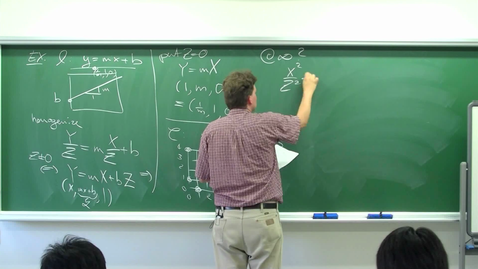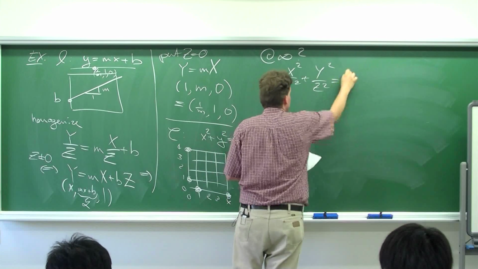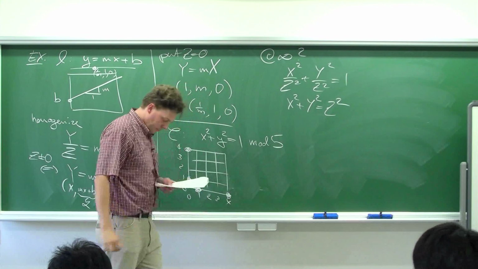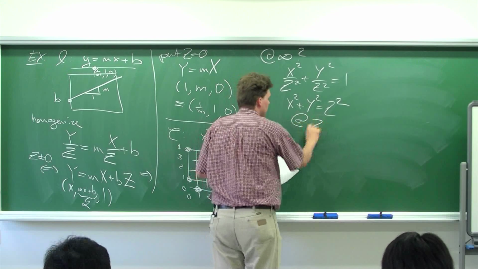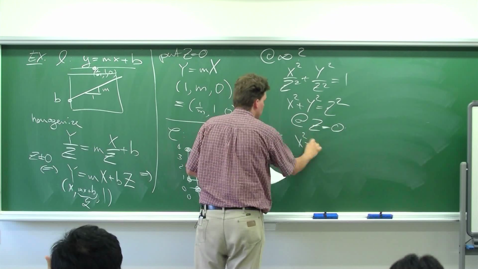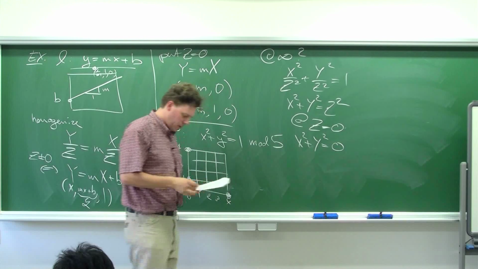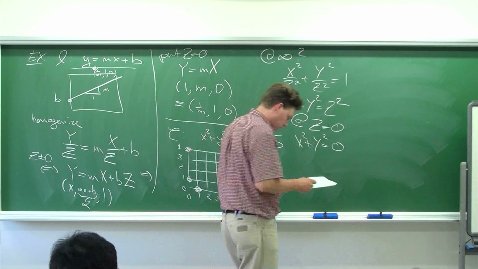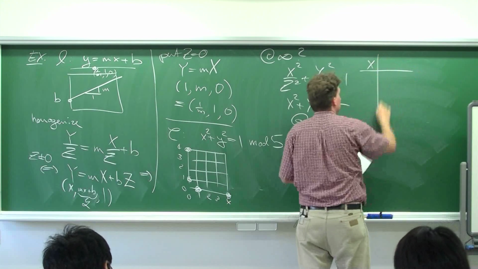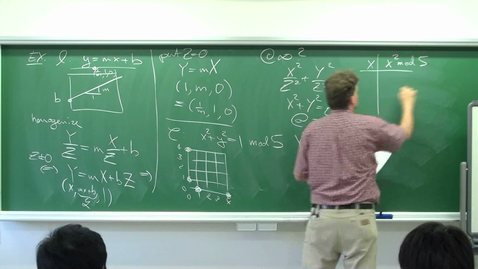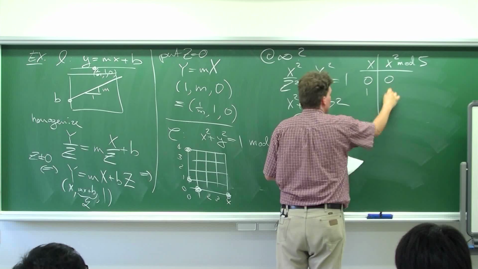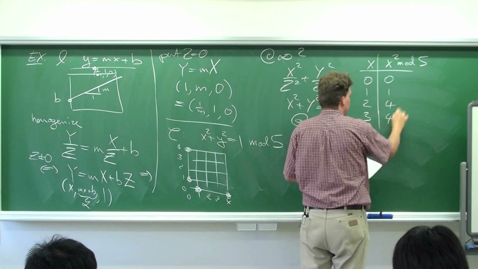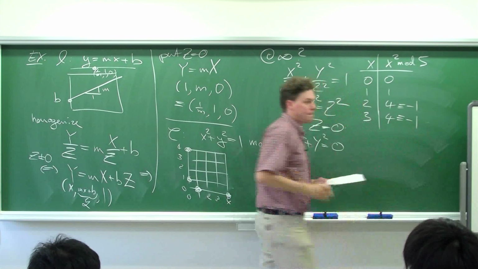x squared on z squared plus y squared on z squared equals 1, which gives us x squared plus y squared equals z squared. And we put z equal to 0. And we find x squared plus y squared equal to 0. How can we solve x squared plus y squared equal to 0? Well, we're going to do a little table over here, x squared mod 5. So plug in 0, you get 0. 1, you get 1. 2, you get 4. 3, you get 9, mod 5 is also 4. 4 could also be called minus 1 if you want, mod 5.